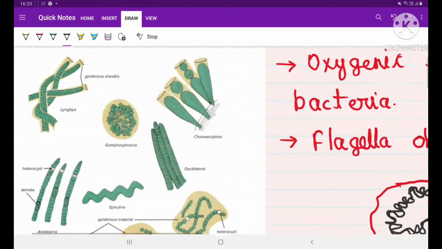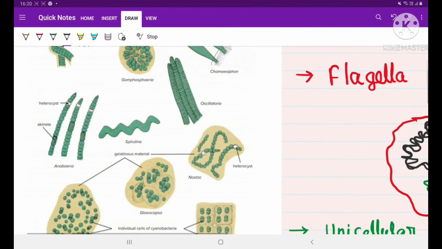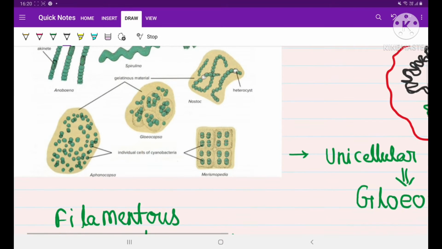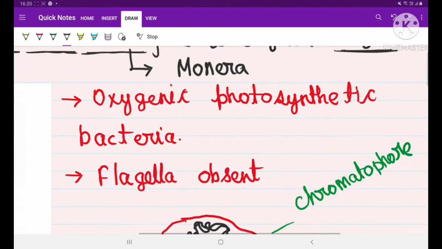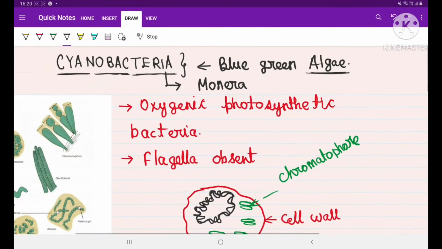Examples of these prokaryotes are Oscillatoria, Spirulina, Anabaena, Nostoc. They are different examples. These cyanobacteria are oxygenic photosynthetic bacteria, which means they do photosynthesis. In photosynthesis, they take water and carbon dioxide and fix them into glucose. Another thing is that during photosynthesis they produce oxygen.